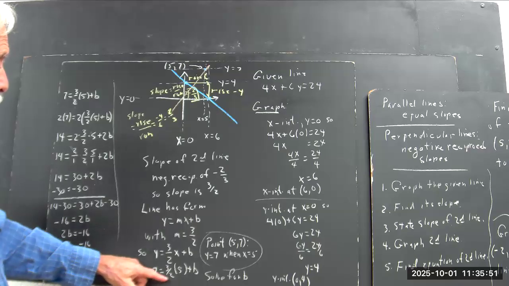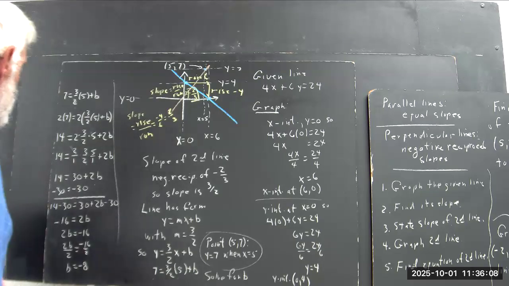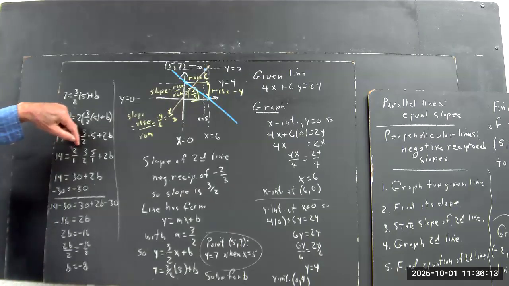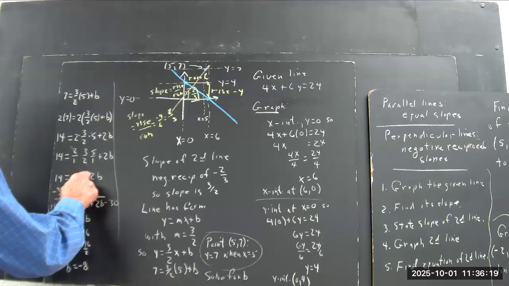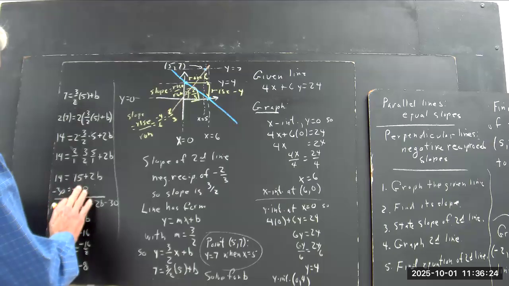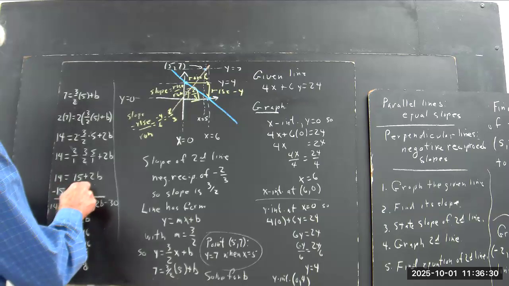I substituted correctly, y is 7, x is 5. Well, it's pretty clear that I made my arithmetic mistake here. 3 times 5 is only 15. And I did my 2 times 3 times 5 and didn't divide by 2. Now I have to correct that. My 30s become 15s.